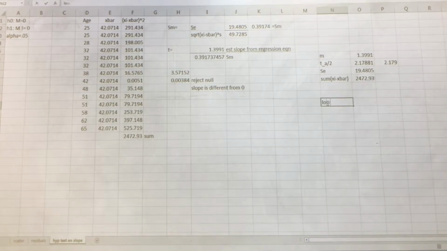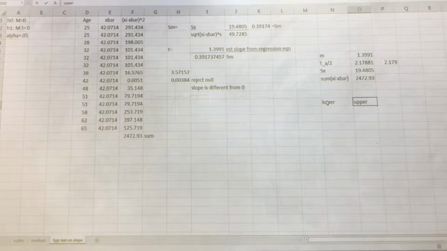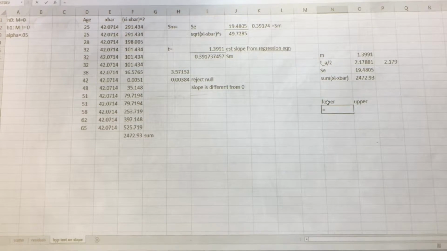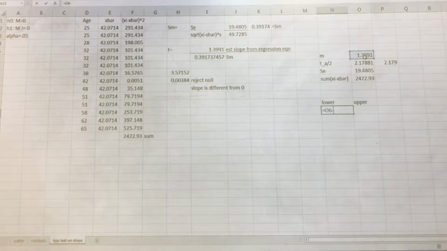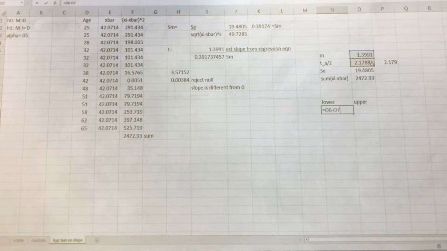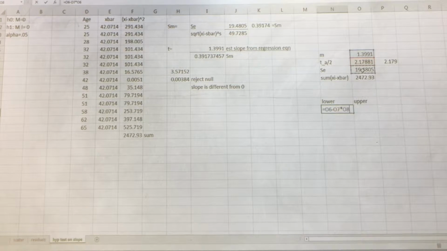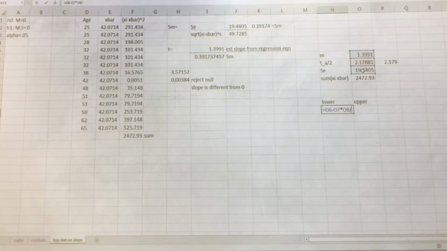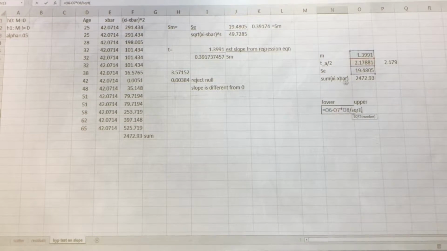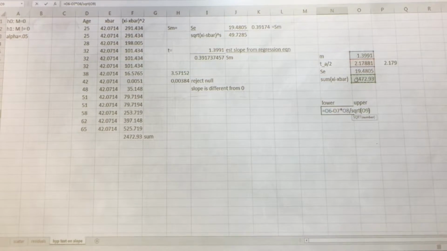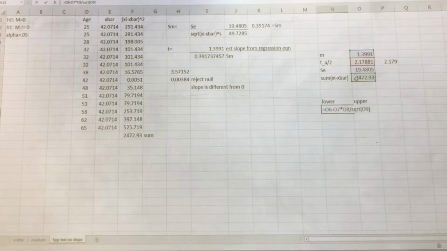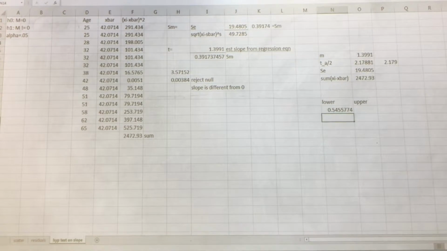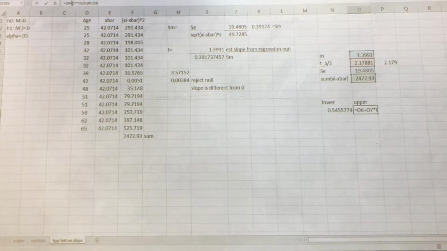So if I do my lower and my upper, I'm going to do my M minus my T sub alpha over 2 times my S sub E divided by the square root of that sum. Okay? And so I will copy that and paste it, and I will change that minus to a plus.